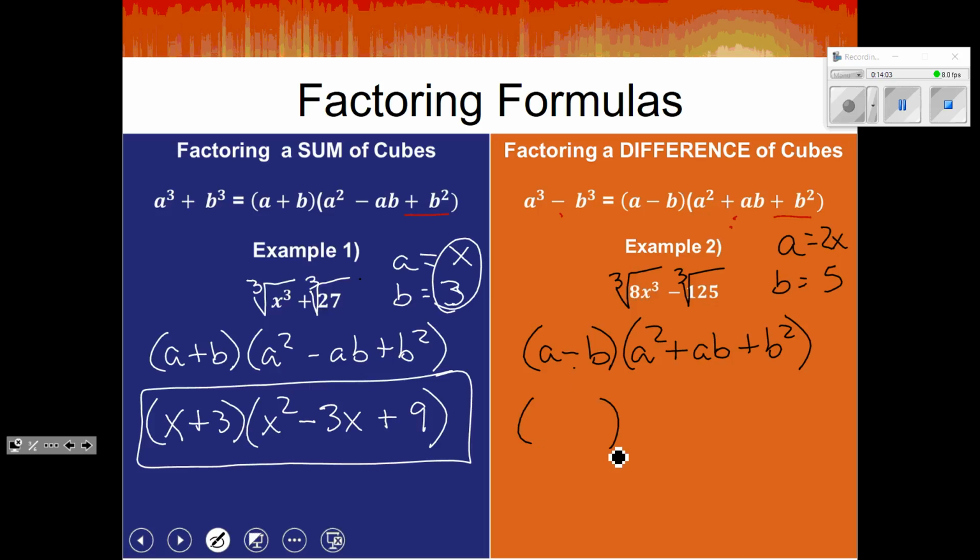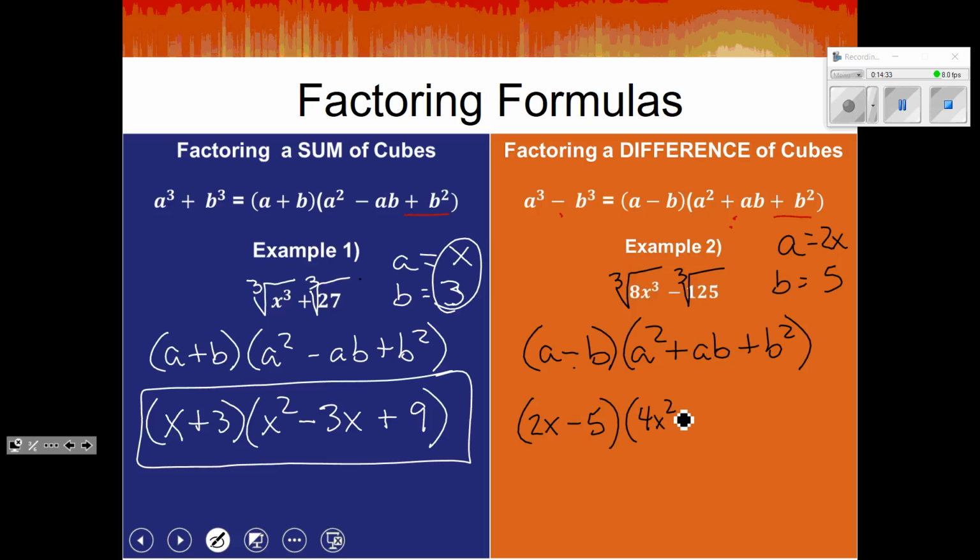So I have a, so what will I plug in? 2x minus 5 times the quantity of a squared. So does that mean I square the 2, square the x, or square both? Both. Very good. So what do you get when you square 2x? 2x times 2x? 4x squared. When you square 2, you get 4. When you square x, you get x squared.